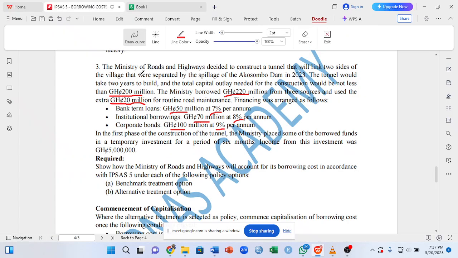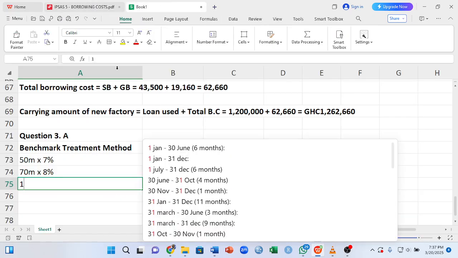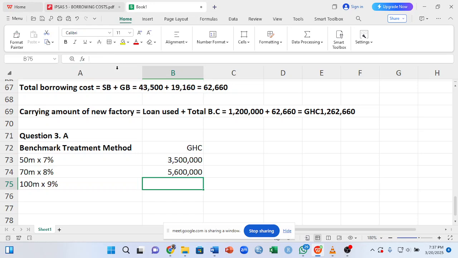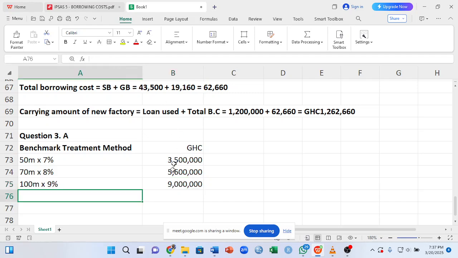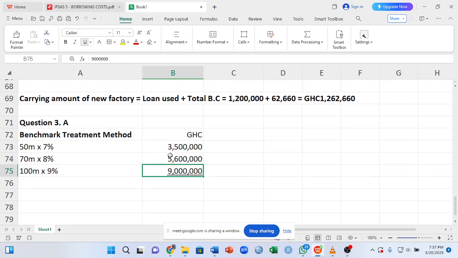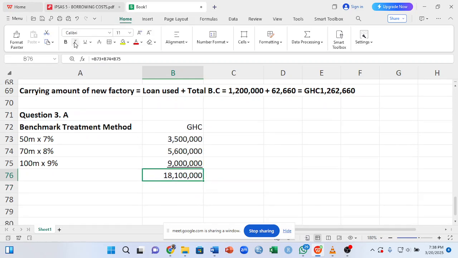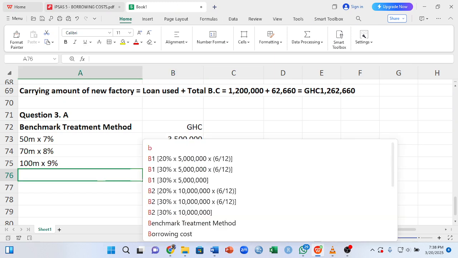And the last one will be 100 million times 9%. That will be 9 million. We'll add it together. So this plus this gives 18,100,000. Yes, please, that will be the answer for the benchmark. See, the benchmark is very simple. With the benchmark, everything you expense. So let me just write here: borrowing cost to expense.